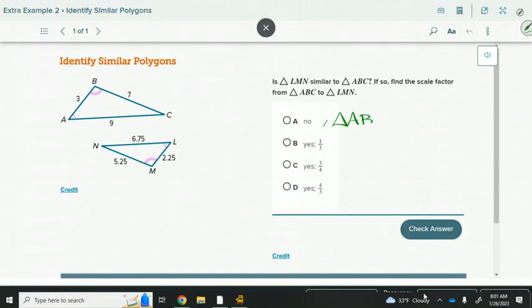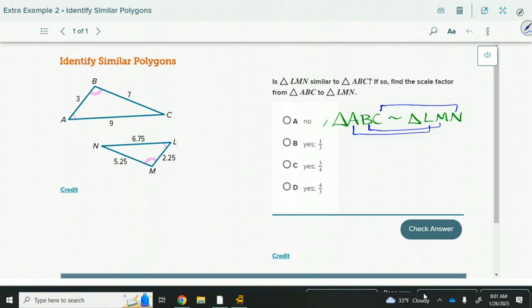Okay, so triangle ABC, we're trying to see if it's similar to triangle LMN. So we have to check to see if all of the angles are equal first. Okay, well, A and L. Can I tell by the picture that A and L are congruent angles? Yeah, they have one arc, so that means they're equal. Okay, next, B and M. Do I know that angle B and angle M are equal? Yeah. Okay, third, C and N.